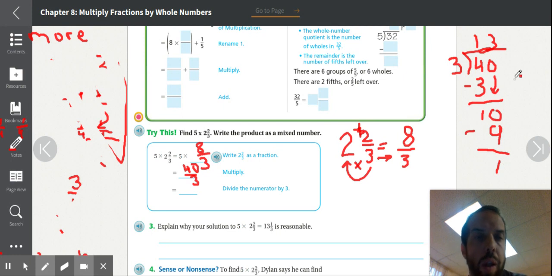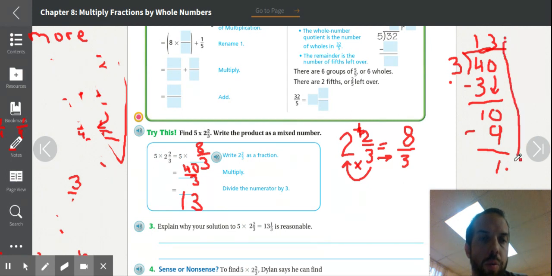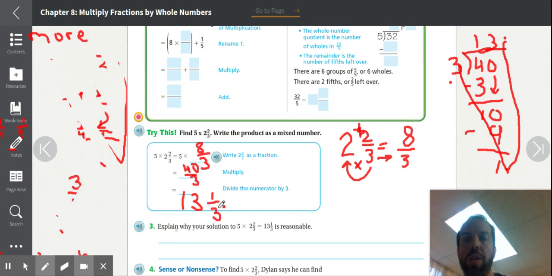So now, all I'm going to do is my 3 words. Quotient, which is right here, 13. Remainder, which is 1. Divisor, which is 3. Connect those dots. It's going to be whole number, 13. That's my quotient. Go down to your remainder. Numerator is going to be 1. And then divisor is going to be 3. So my product for 5 times 2 2/3 is going to be 13 1/3.